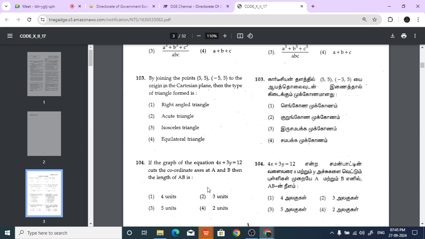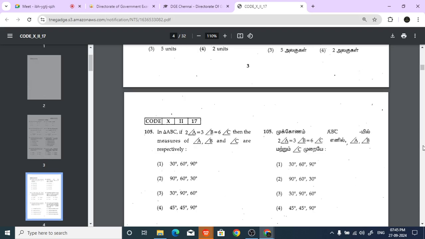Are you able to understand, or should I explain? Zubeda? I think it's not that difficult. That is the reason why I don't draw anything. Okay, go to question number 105.